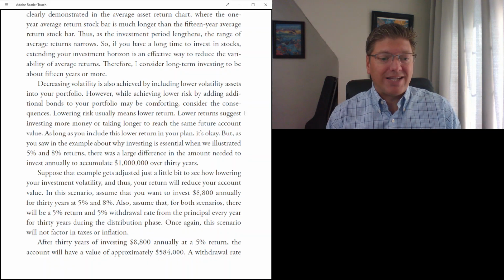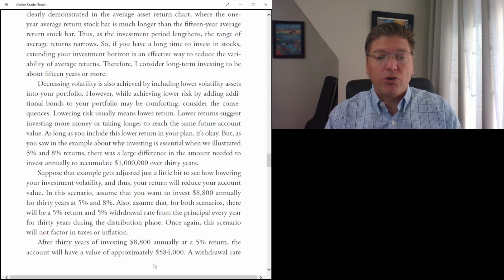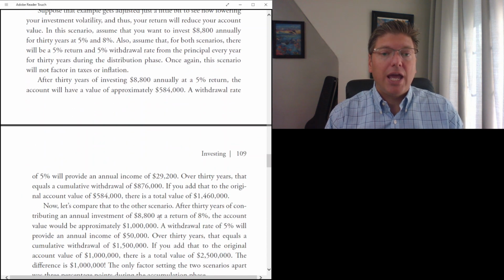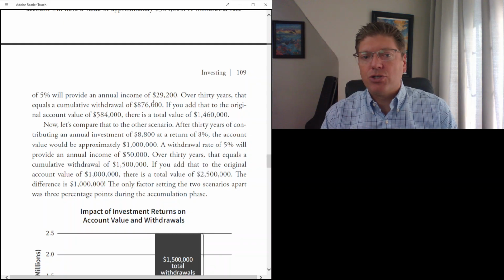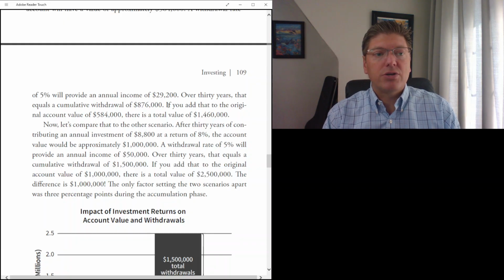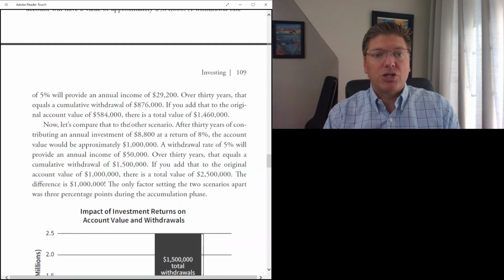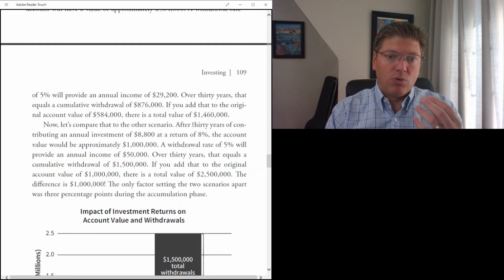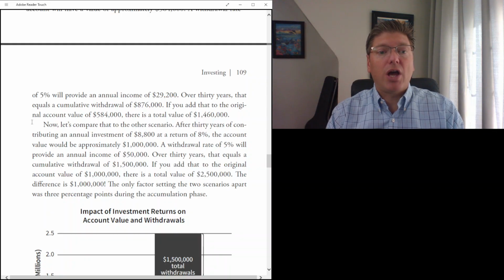After 30 years of investing $8,800 annually at a 5% return, the account will have a value of approximately $584,000. A withdrawal rate of 5% will provide an annual income of $29,200. Over 30 years, that equals a cumulative withdrawal of $876,000. If you add that to the original account value of $584,000, there's a total value of $1,460,000. Now let's compare that to the other scenario.